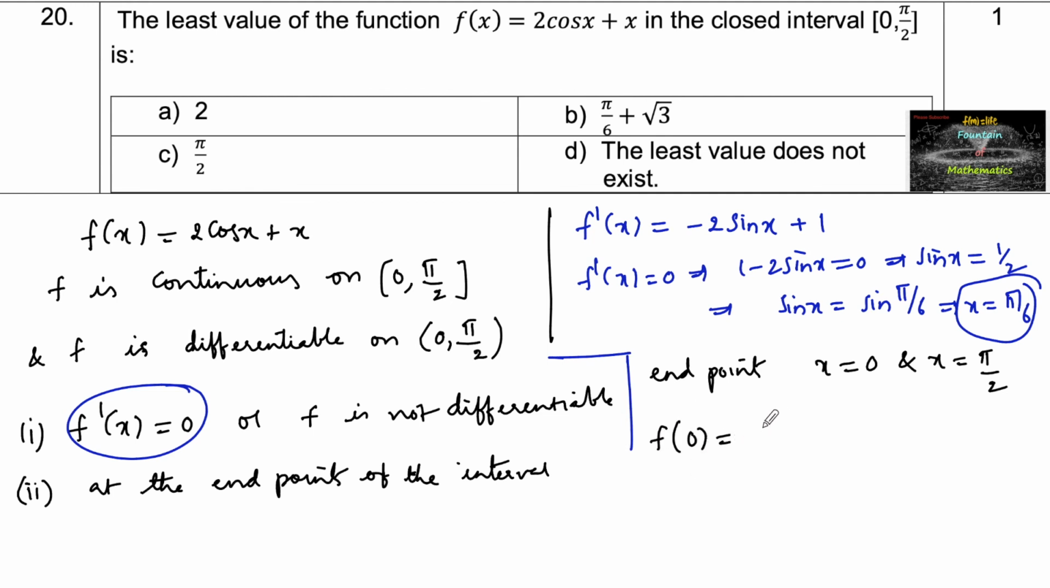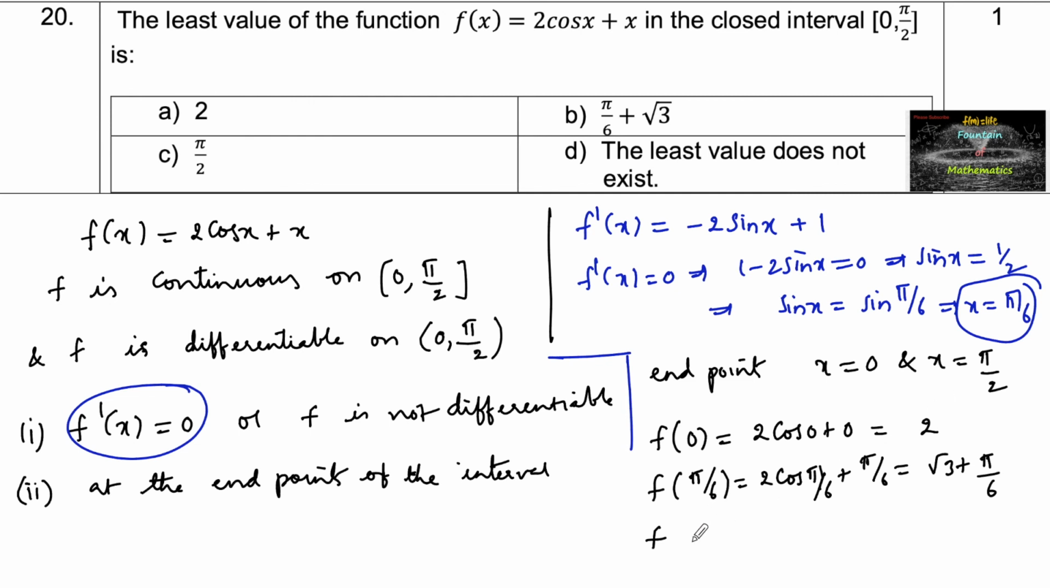So f of 0 is equal to 2 cos 0 plus 0, cos 0 is 1, 2 into 1 is 2. And then f of pi by 6 is equal to 2 into cos pi by 6 plus pi by 6, cos 30 degrees is root 3 by 2, so we'll have root 3 plus pi by 6. And at x equal to pi by 2, f of pi by 2 is equal to 2 cos pi by 2 plus pi by 2, cos pi by 2 is 0, so we get pi by 2.